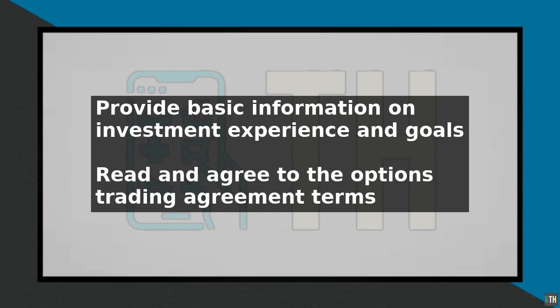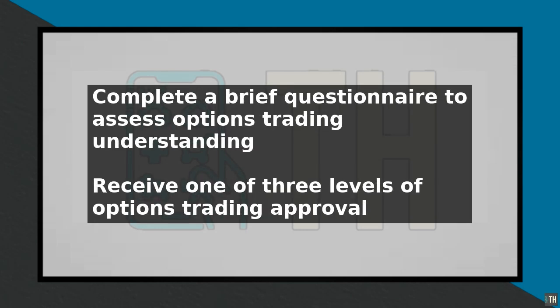Next, you will need to read and agree to the options trading agreement, which outlines the terms and conditions of trading options on the Robinhood platform. After agreeing to the terms, you will be asked to complete a brief questionnaire to help Robinhood assess your understanding of options trading. There are 3 levels of options trading approval on Robinhood, ranging from basic to advanced.